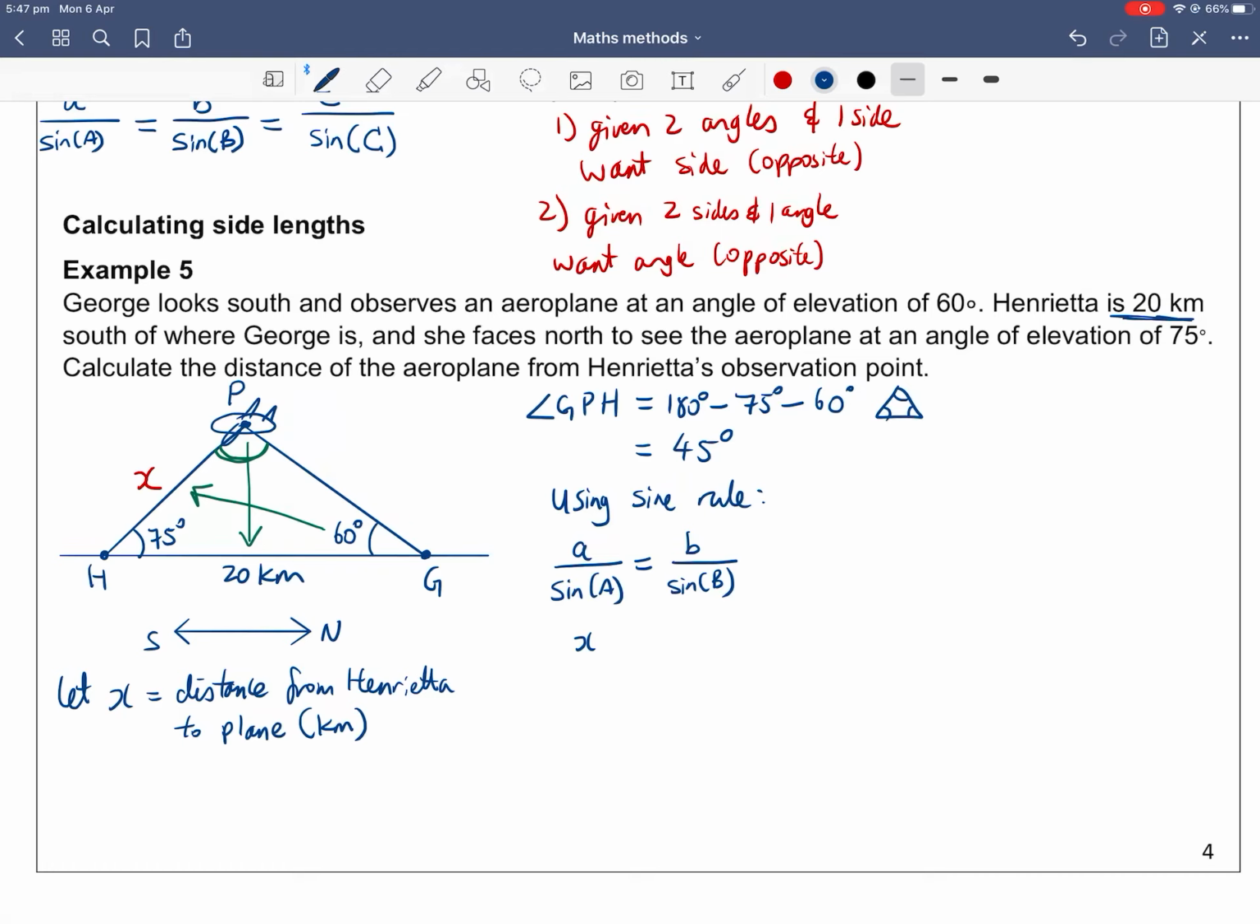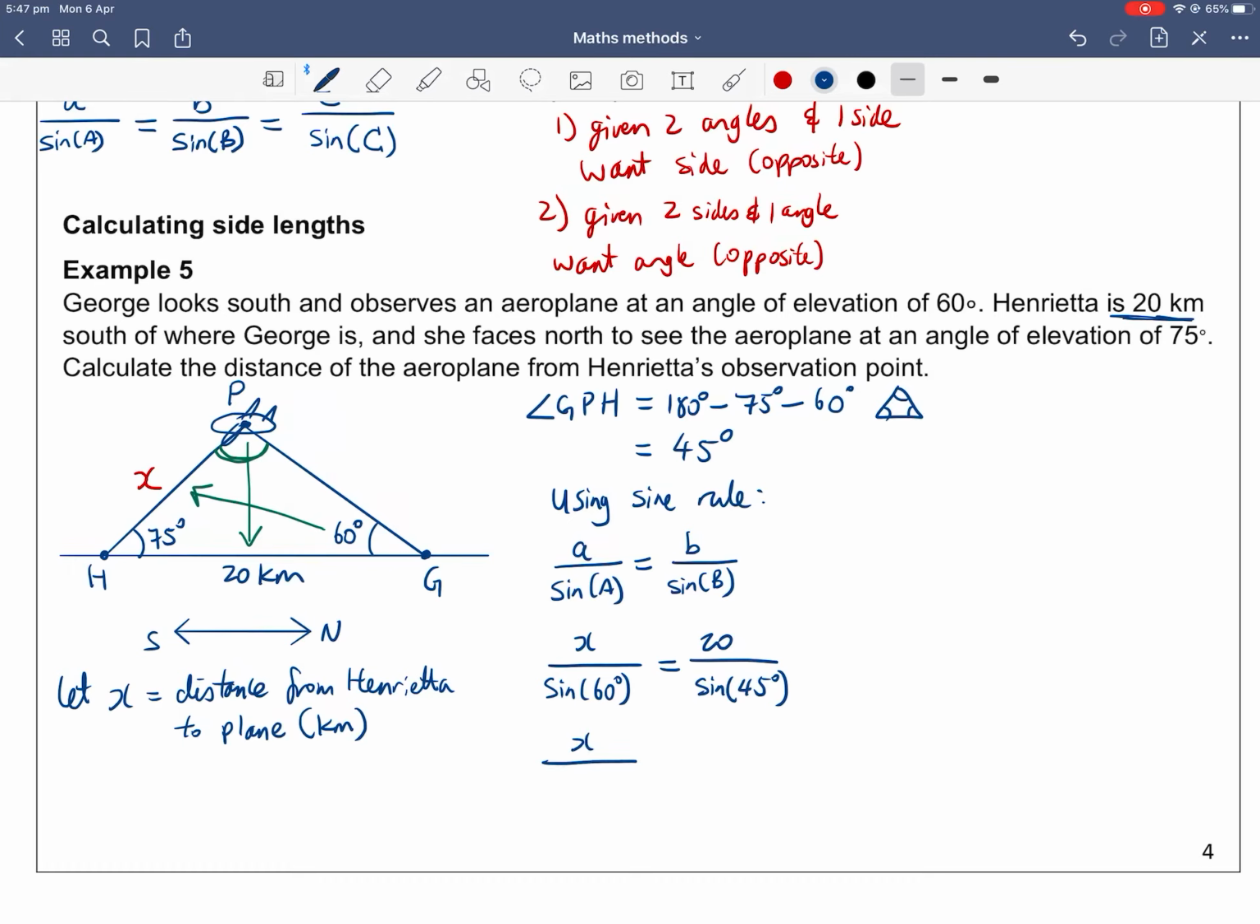So let's say x is my A, side length x. The corresponding angle is 60 degrees because that's the opposite angle. And the other part that we know is 20 kilometers, the distance over the corresponding angle, which is 45 degrees because we calculated that above. 60 degrees and 45 degrees are exact values, so let's evaluate that.